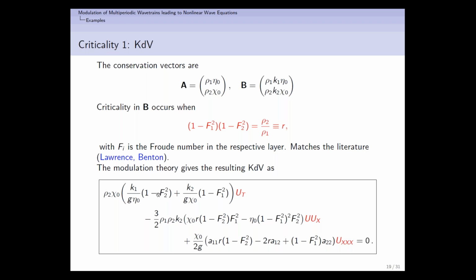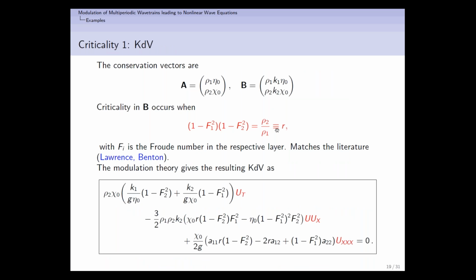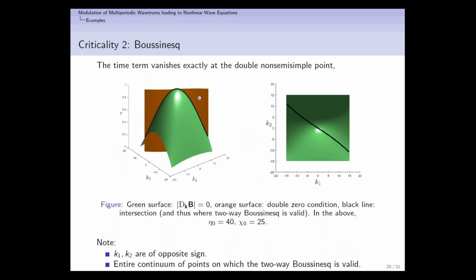So that means that W has a double non-semi-simple eigenvalue. Okay? So we've got to consider the case that it might not be satisfied at the same time, but it turns out not to be the case. Okay? So let's describe the images you're seeing here. So this green surface here is this condition here, mapped out in the K1, K2, and R plane. And that's chosen for fixed eta naught and chi naught. Okay? And this orange surface here is the time coefficient of the KdV. It's R independent, so it's just a nice straight plane in R.